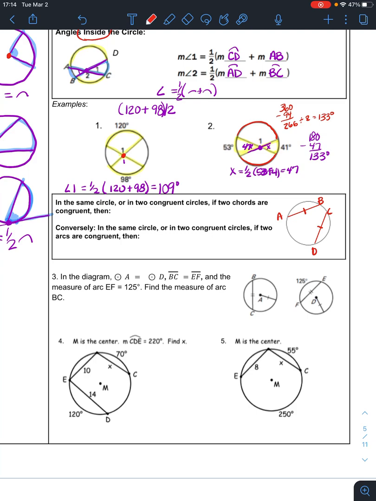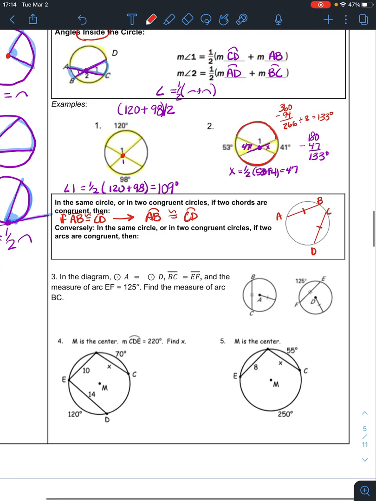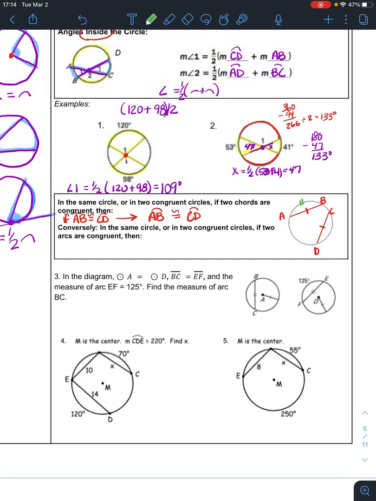So if chord AB is congruent to chord CD, then what is going to happen is that arc AB is going to be congruent to arc CD. Think about that. If you were to take a paper plate and cut off this piece right here and then do that same exact cut over here at CD, then those two arcs, the curved pieces that you have left, are going to be the same size.